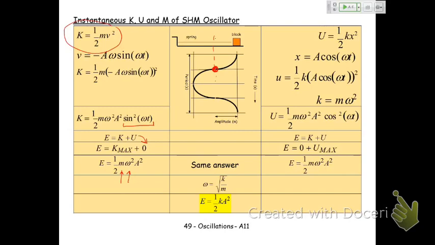Double the frequency, 4 times the energy, all other things constant. And it depends upon the amplitude squared. Double the amplitude, 4 times the energy. It might not change the period, but it changes the amount of energy. You did much more work getting the thing in.